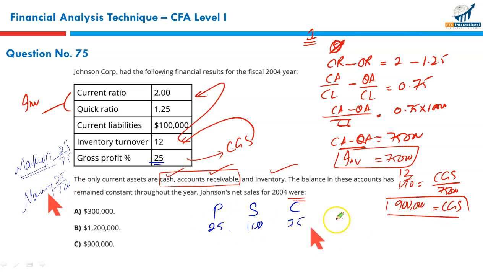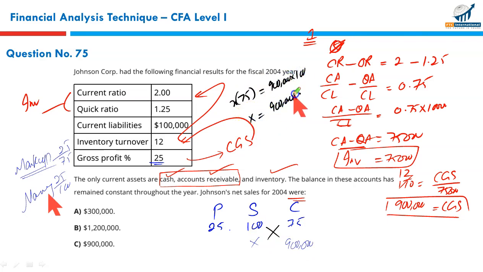Now we have the cost of goods sold and we need to calculate sales. Right? The next step you will do is just make a cross multiply: X with 75 and 100 with $900,000. And you will simply get what you need. 900,000 times 100 upon 75 will give you your desired result straight away. That is 1.2 million.